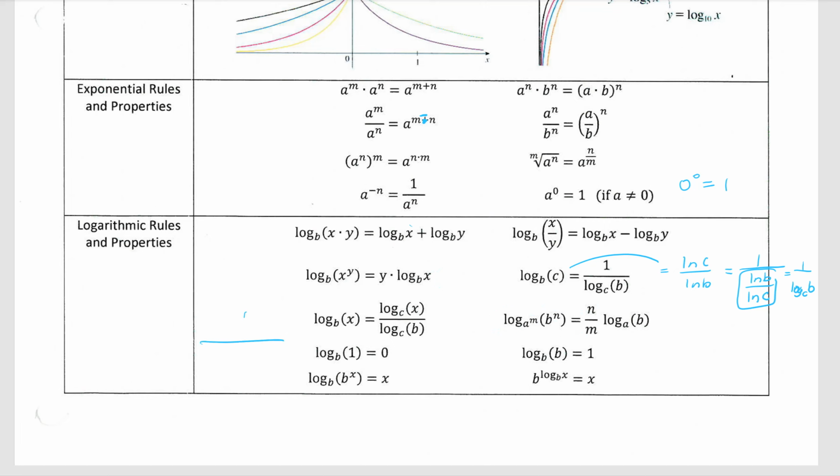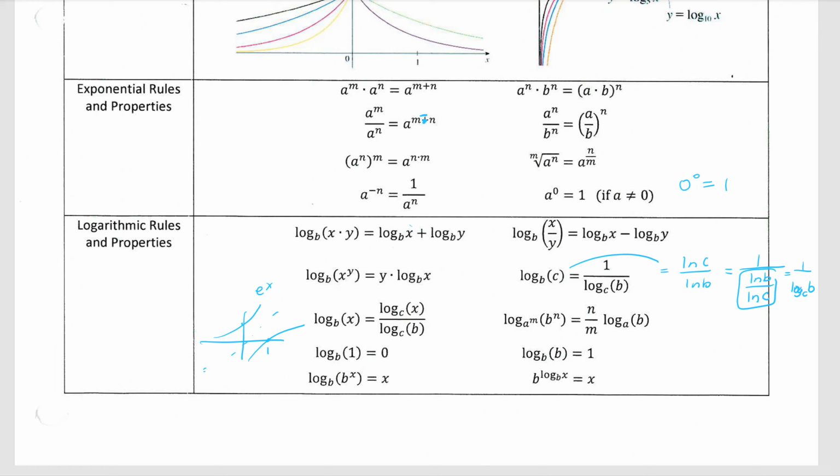Why is that? Remember, the exponential function looks like this. And the logarithmic function is the inverse function, so it passes through this point (1, 0). So log_b, actually not only this base, any base, always passes through the point (1, 0). So log_b of 1 is 0.